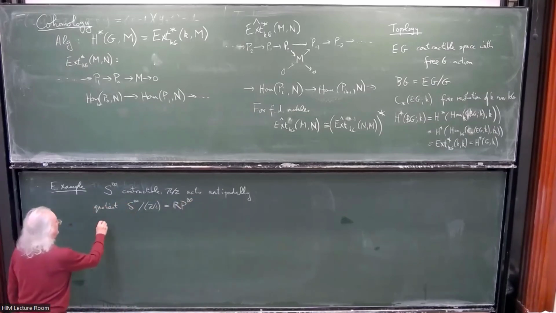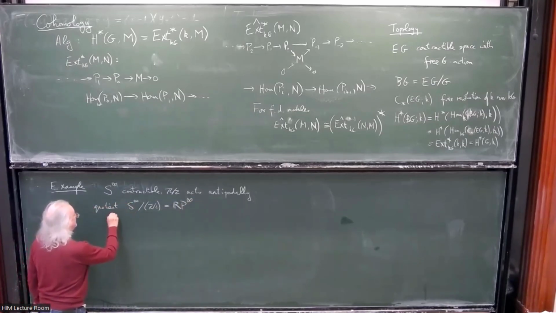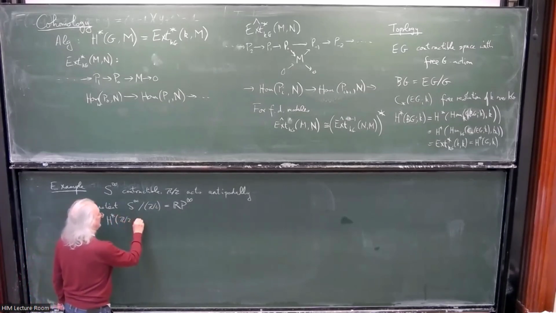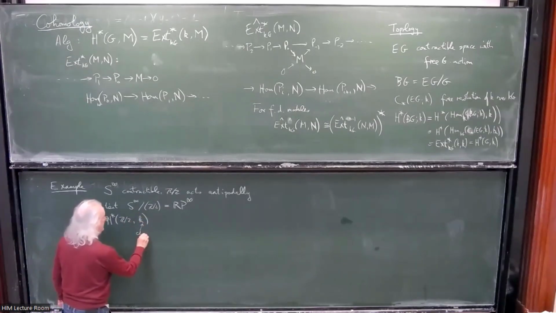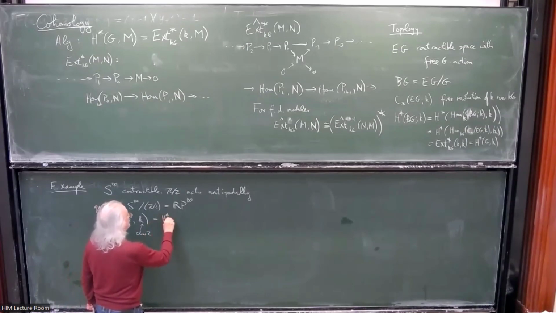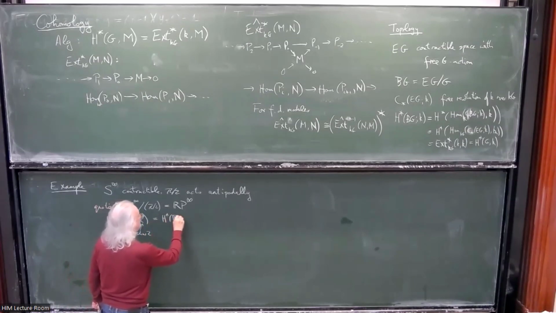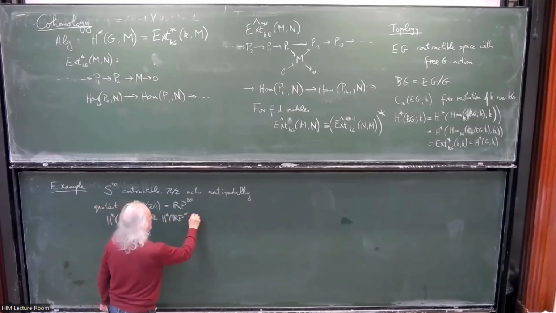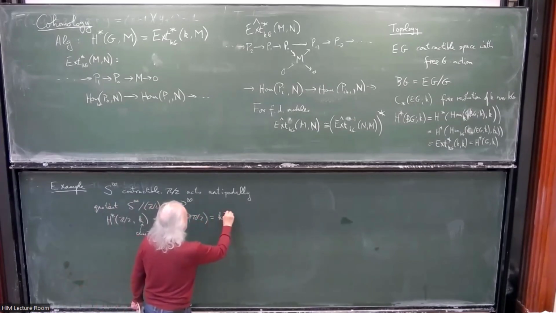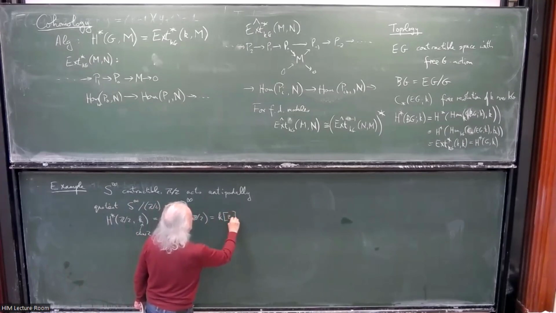And so H star of the cyclic group of order 2 with coefficients in the field of characteristic 2 is the cohomology of RP infinity, which is just a polynomial ring on a generator of degree 1.